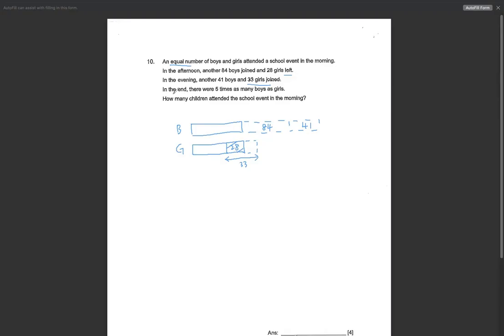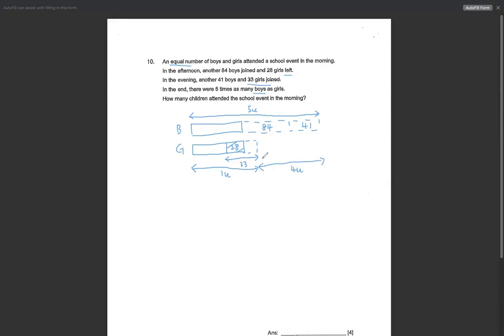All right, and then they say in the end, there were 5 times as many boys as girls, meaning at the end, boys will be 5 units. So let me label the total. At the end, will be 5 units. And for the girls, the new amount of girls now will be 1 unit. So we find the difference between the 5 units and the 1 unit, which is 4 units here.